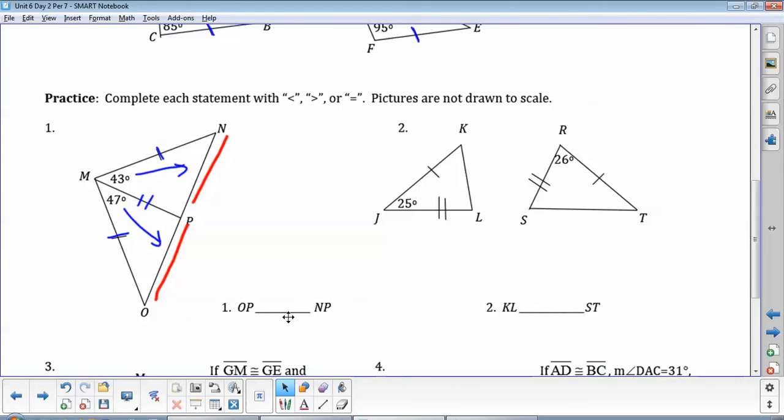So we need to fill in the blank here. Remember, the alligator eats the bigger number, and we know that OP is going to be the larger number in this case. So OP is greater than NP. The distance between O and P is going to be greater than the distance between N and P.